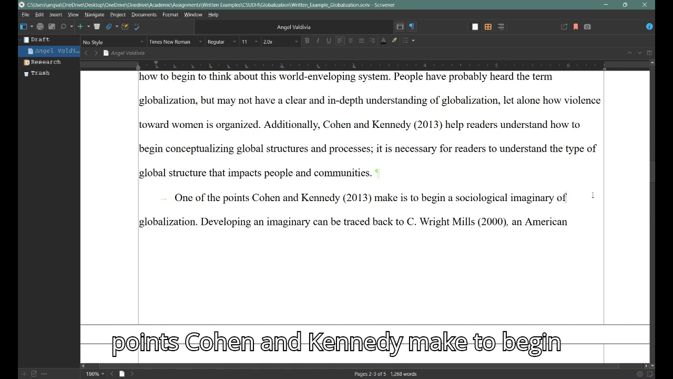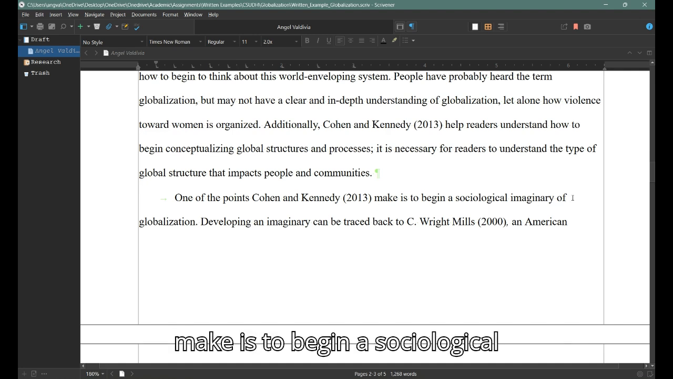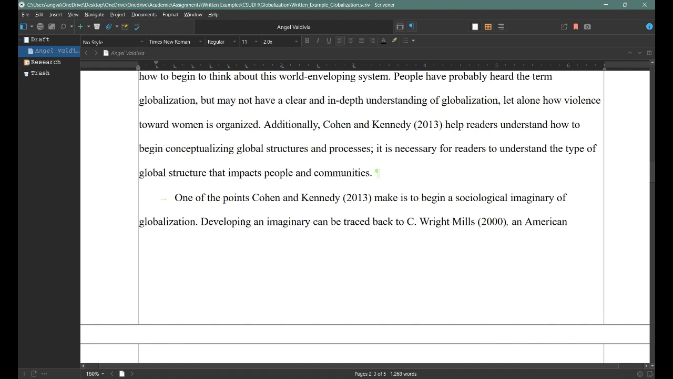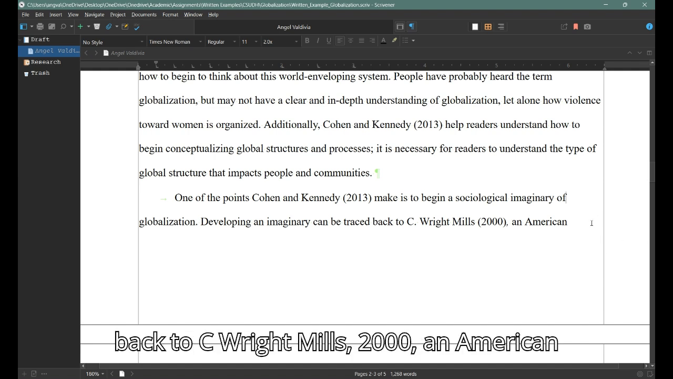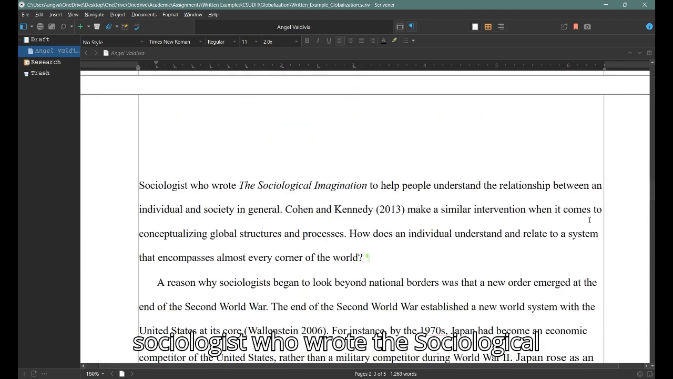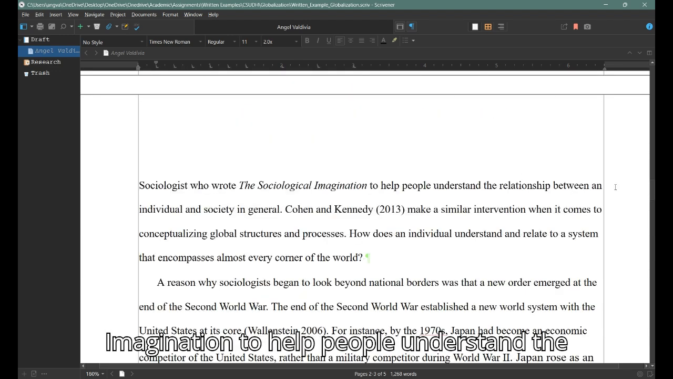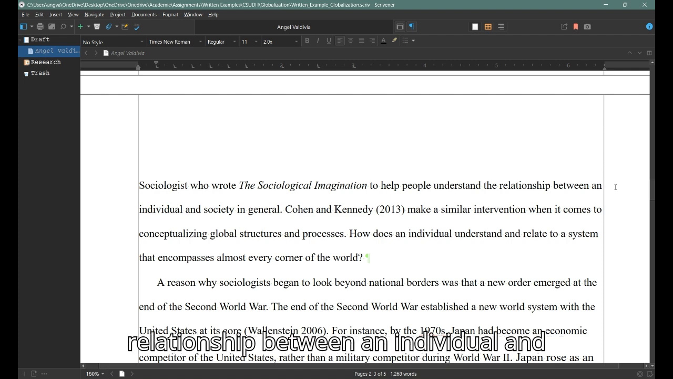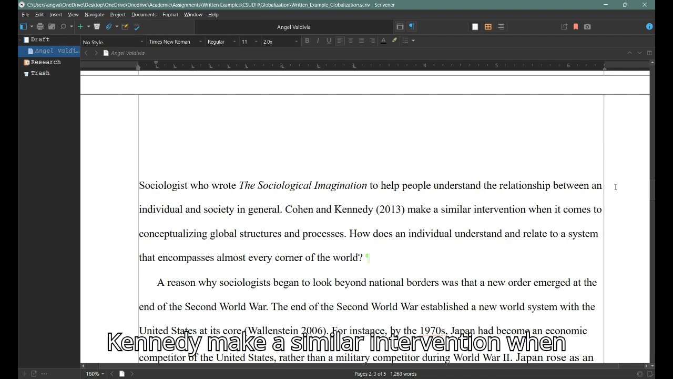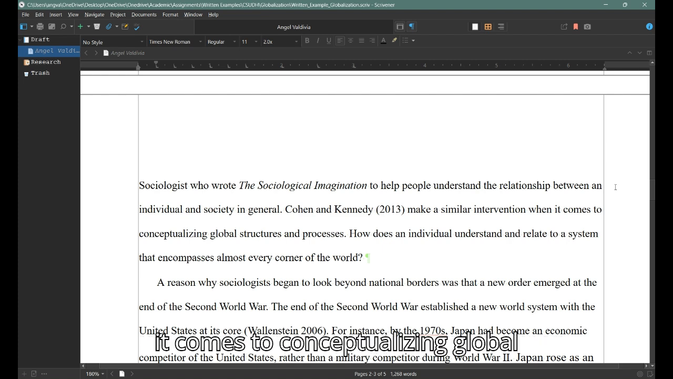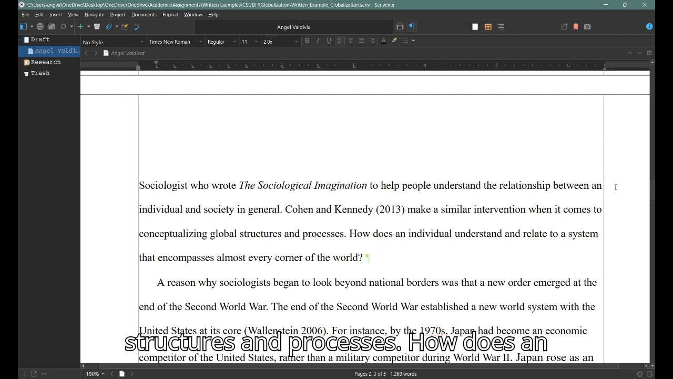One of the points Cohen and Kennedy make is to begin a sociological imaginary of globalization. Developing an imaginary can be traced back to C. Wright Mills, 2000, an American sociologist who wrote The Sociological Imagination to help people understand the relationship between an individual and society in general. Cohen and Kennedy make a similar intervention when it comes to conceptualizing global structures and processes. How does an individual understand and relate to a system that encompasses almost every corner of the world?